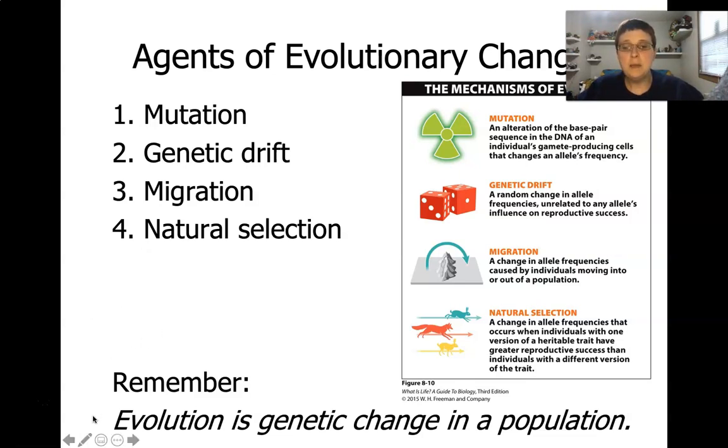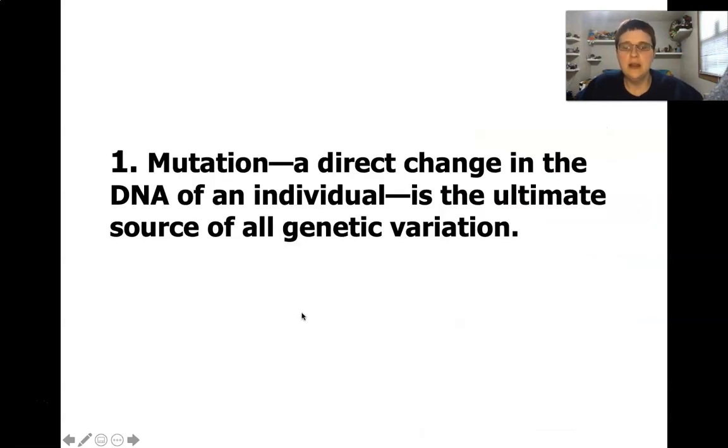Now, just remember from earlier on, evolution is genetic change in a population. So we're looking at changes of the whole population. So it's not enough for the change to happen in just one individual. It has to happen in multiple individuals in order for evolution to happen. All right, so we're going to start off with mutation.